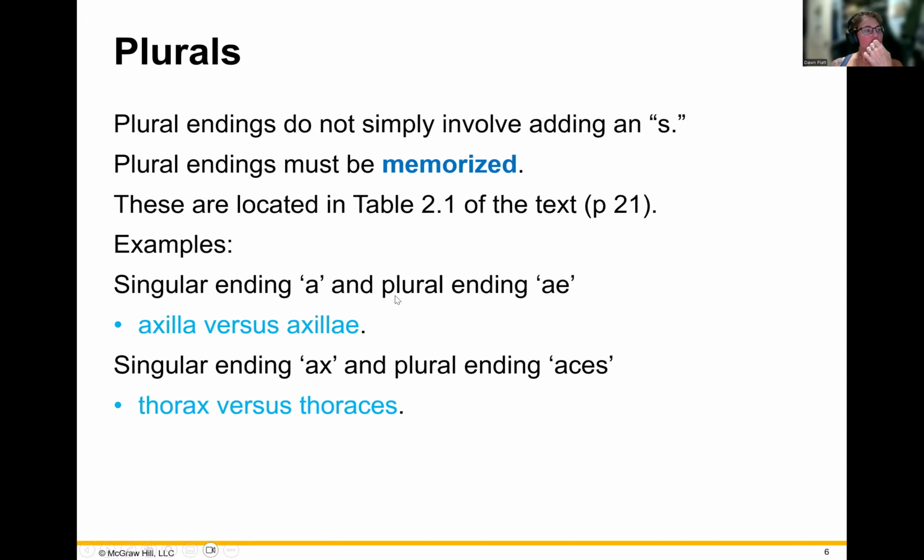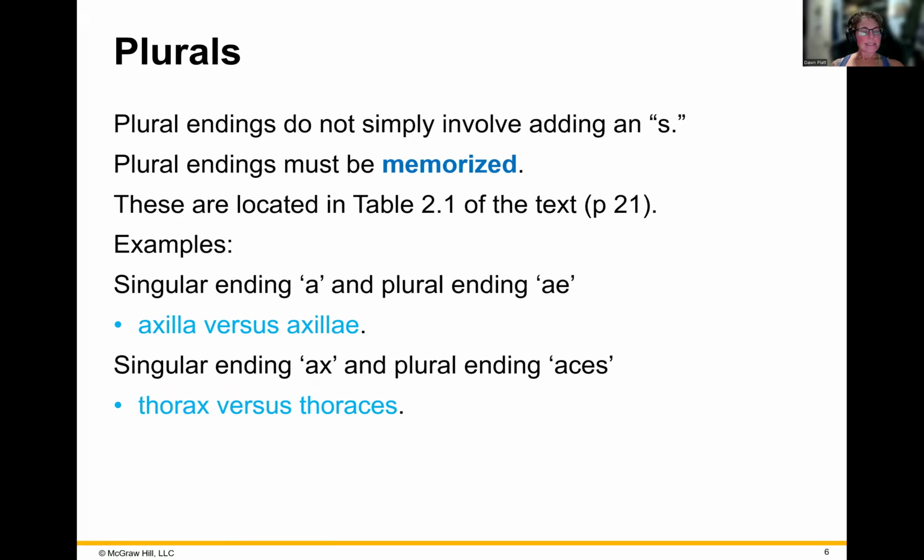On page 17 of your book, there is actually a really nice table that has the different types of plural endings that you may see. These literally, they're just memorized. So the first example that we have is axilla. Axilla, it means armpit. And when you add an E at the end of axilla, it's pronounced axillae, and it means more than one armpit.